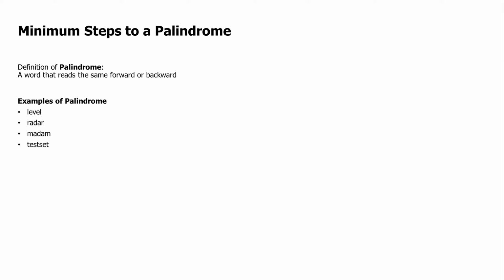Today's topic is minimum steps to a palindrome. Question: what is a palindrome? It is a word that reads the same forward or backward. Here are some examples.